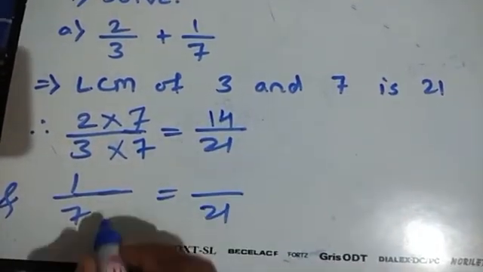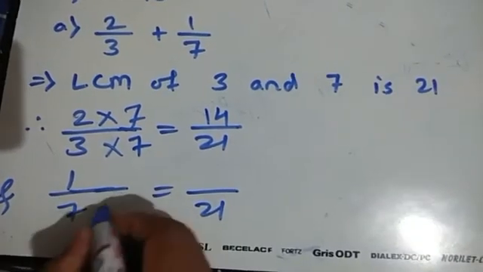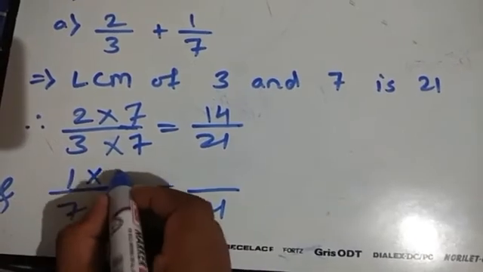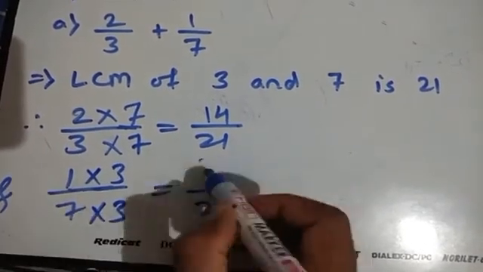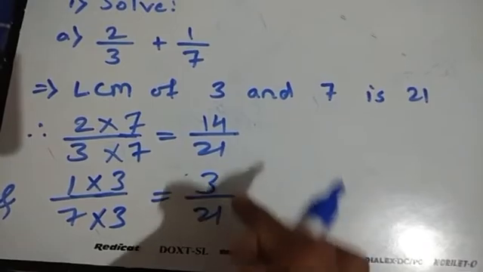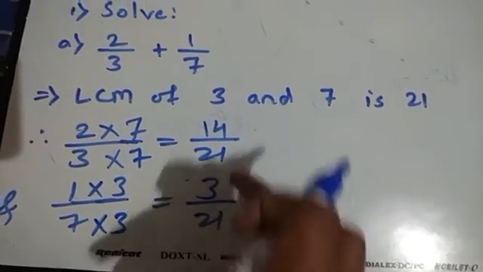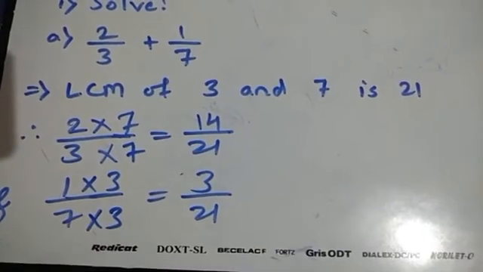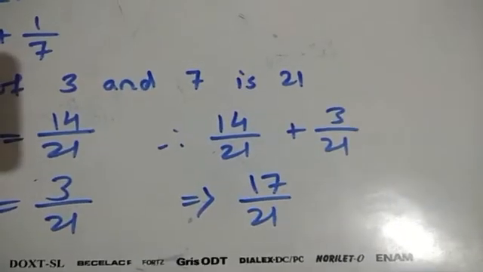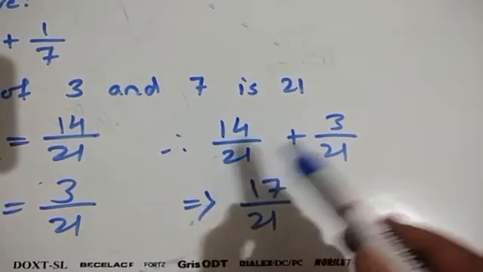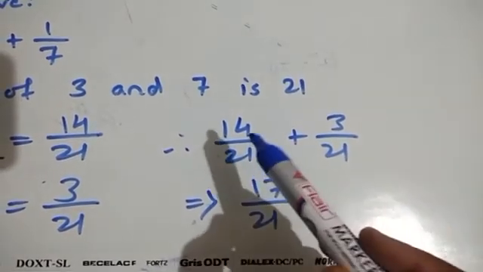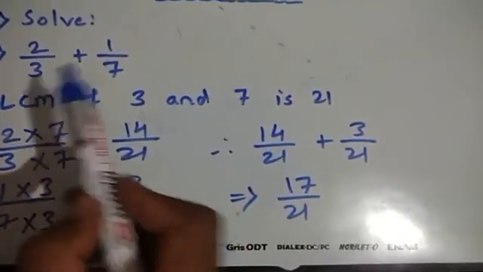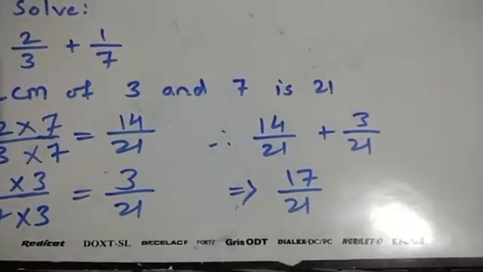In the same way, in this fraction also, see here, 7 I am going to multiply with 3. 7 3s are 21. This also you multiply with 3. 1 3 is 3. Now see here, we converted both the fractions into like fractions. And these are equivalent fractions of the original fractions. Means the value is same, only the numbers we have changed. Therefore, 14 upon 21 plus 3 upon 21 will become 14 plus 3 is 17, 17 upon 21. Therefore, the sum of 2 upon 3 plus 1 upon 7 is 17 upon 21.